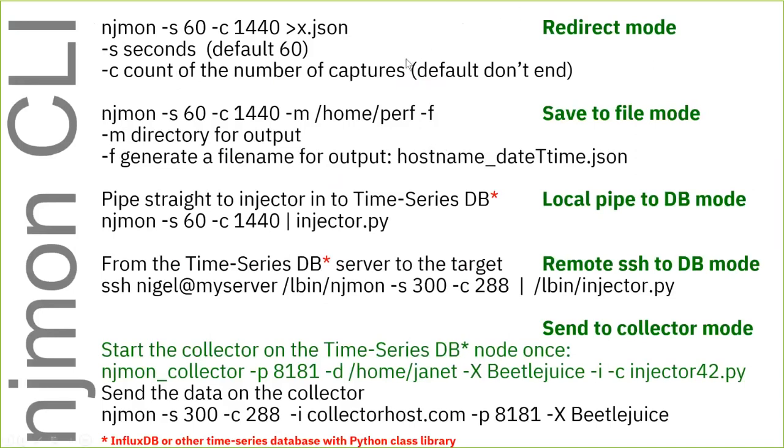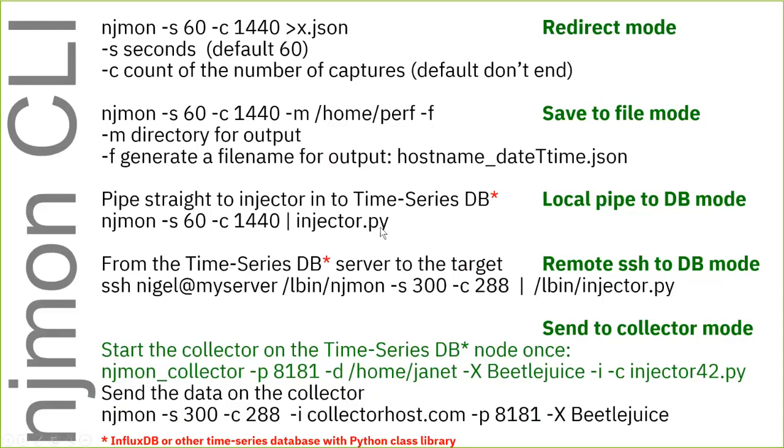There are various ways of running that, five in all. If you just run NJMON, it will blast all the JSON at you on the screen. It defaults to standard output. You can redirect it to a file if that's what you want. Another way of doing it is you say -m directory and -f, then it will generate a file name which is hostname, date, then a capital T and time. This is the ISO standard way of writing a time, and it creates a JSON file.